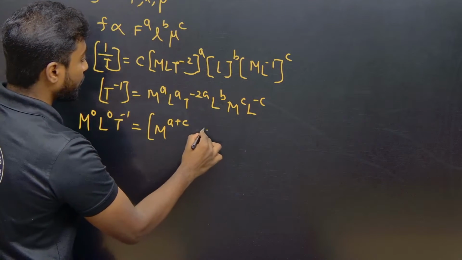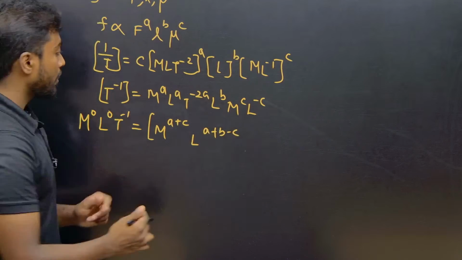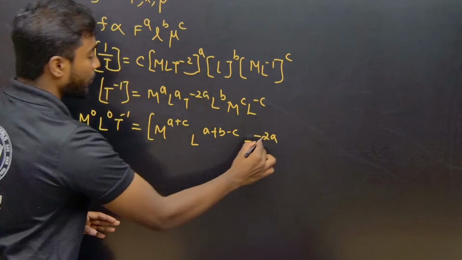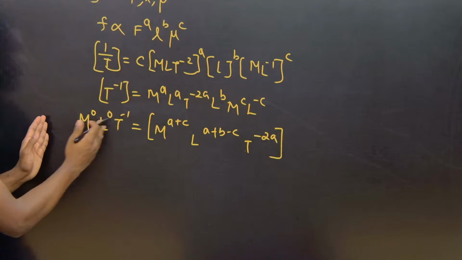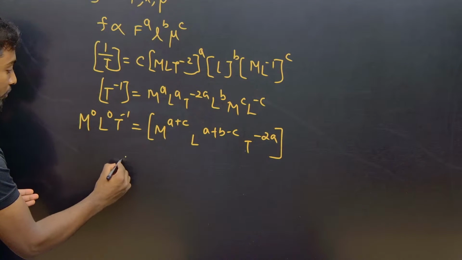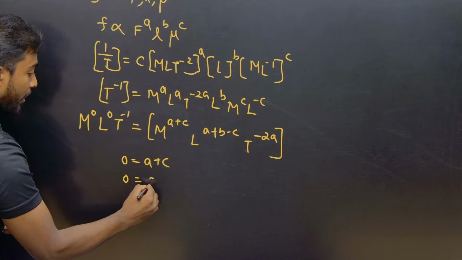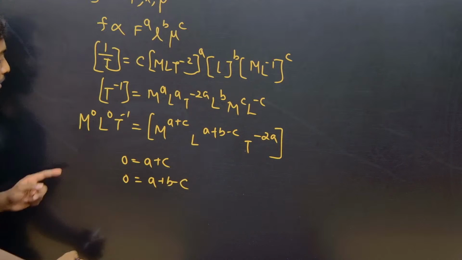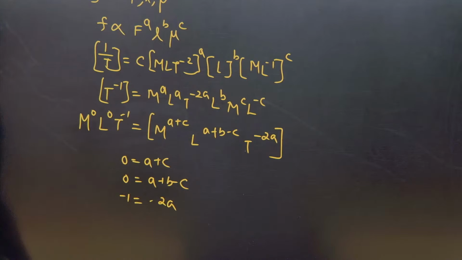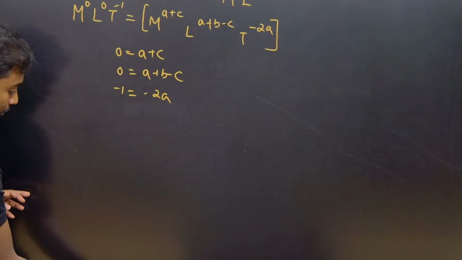L power a plus b minus c, T power minus 2a. Is there anything else? That's it, no? Now equate M, L, C, T. So M power 0: 0 equals a plus c. L power 0: 0 equals a plus b minus c. T power minus 1: minus 1 equals minus 2a. Understood, no? Now we can find the unknowns easily.